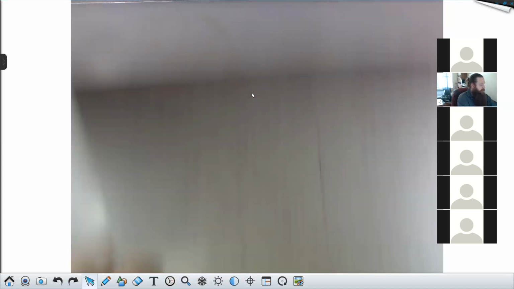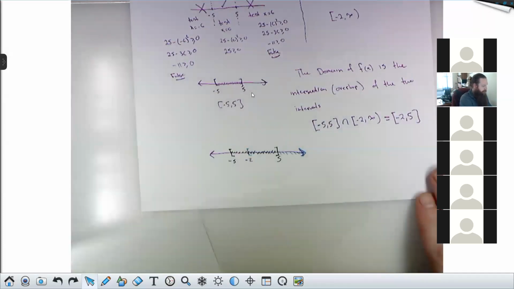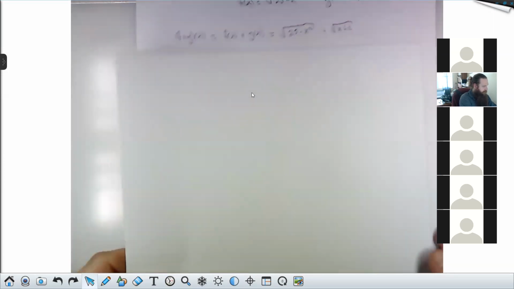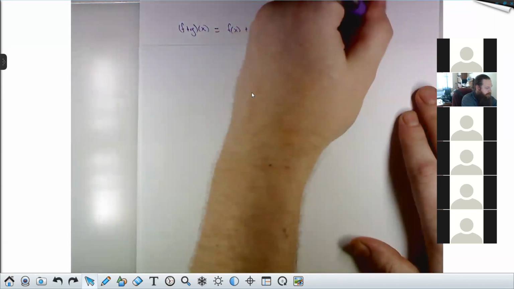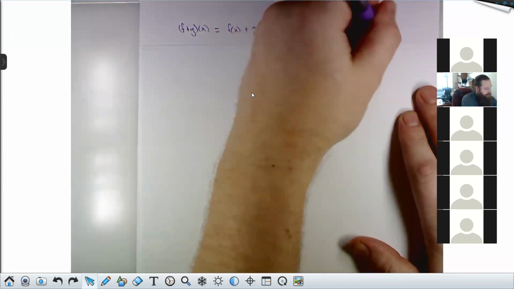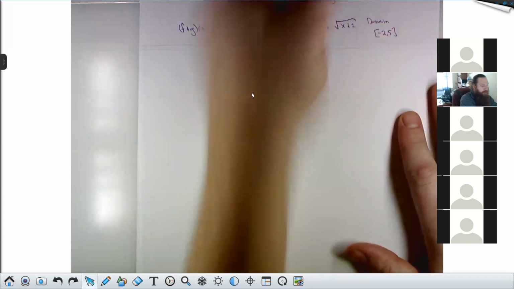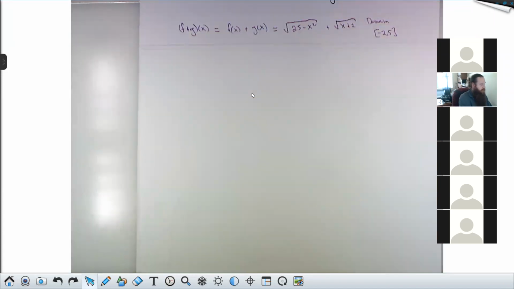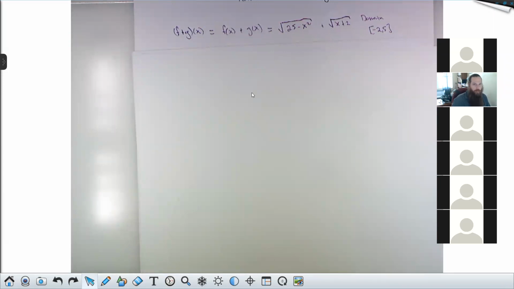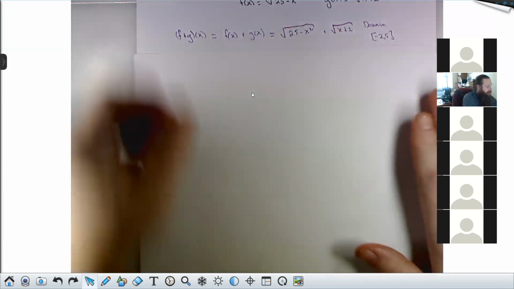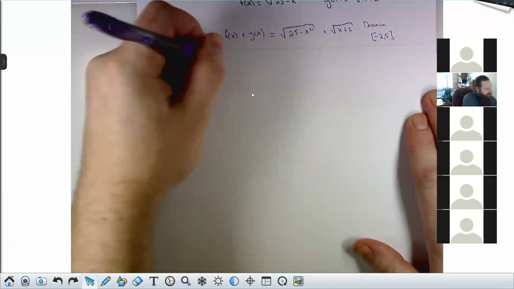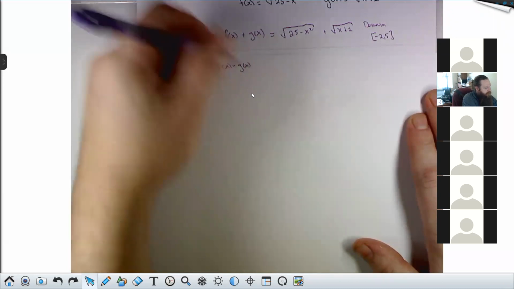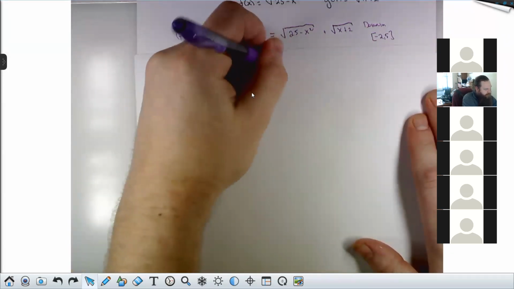So let's look at f minus g, f times g. So I'll just do this in our domain, -2 to 5. And you may remember me using that intersection notation yesterday, or I guess it was Tuesday, when we introduced this. So f minus g, that's f of x minus g of x, which is the difference of the square roots.